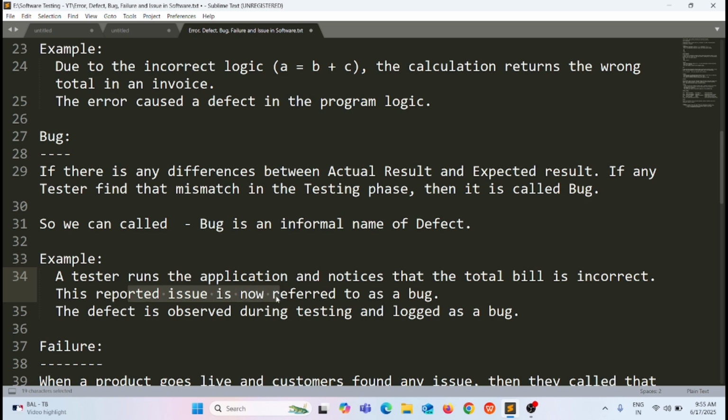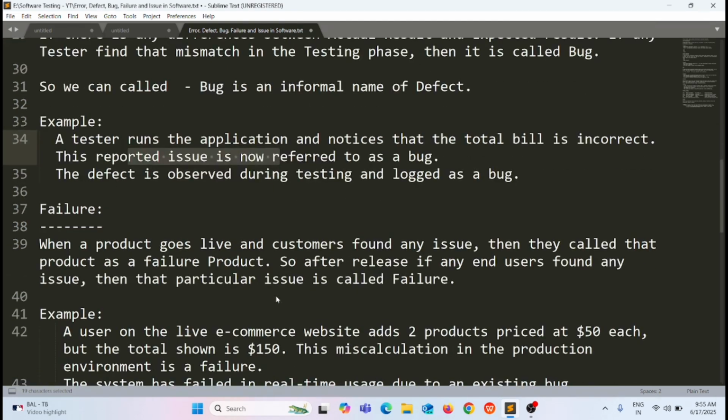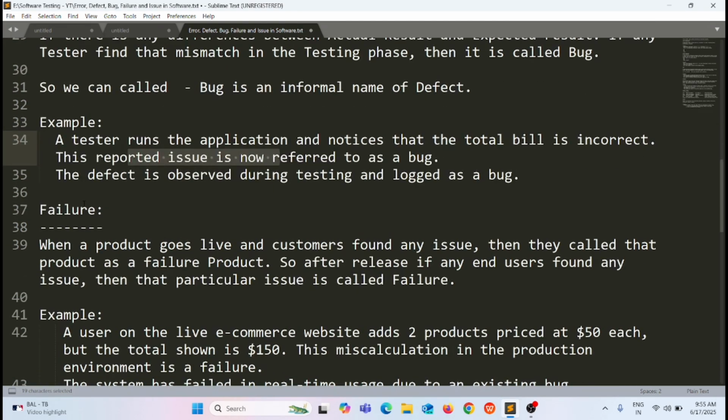So when any problem, any error, or any mismatch between the expected results and actual results comes from the development team in the development phase, then that is called a defect. And when the same problem comes from the testing team in the testing phase, then that is called a bug. Okay, clear?